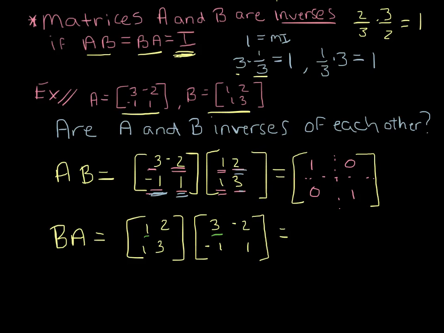So 1 times 3 plus 2 times -1 gives me 1. 1 times -2 plus 2 times 1 gives me 0. 1 times 3 plus 3 times -1 gives me 0. And 1 times -2 plus 3 times 1 gives me 1. So notice, in both cases, in both directions, we got the identity.